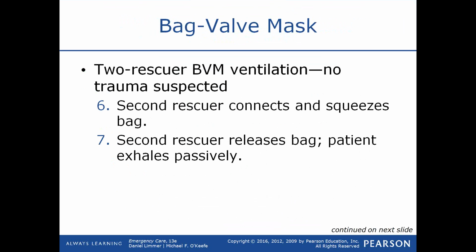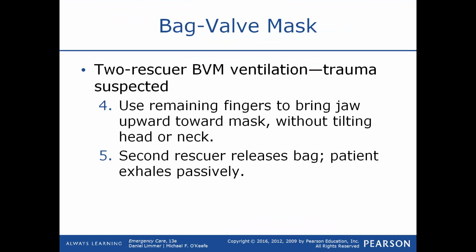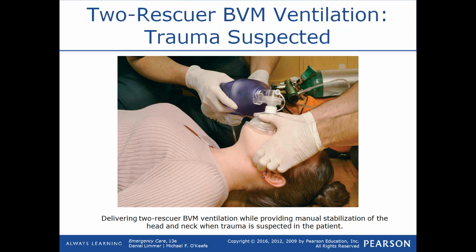Now, if I don't suspect trauma, I can open their airway as I do anybody with a head tilt chin lift. And then one rescuer holds the mask to the face and the other rescuer squeezes the bag. Here's opening the airway with trauma, jaw thrust, in those patients I suspect of trauma. And use the remaining fingers of your hand to pull the jaw towards the mask. Your helper will squeeze and let go of the mask in order to ventilate your patient.